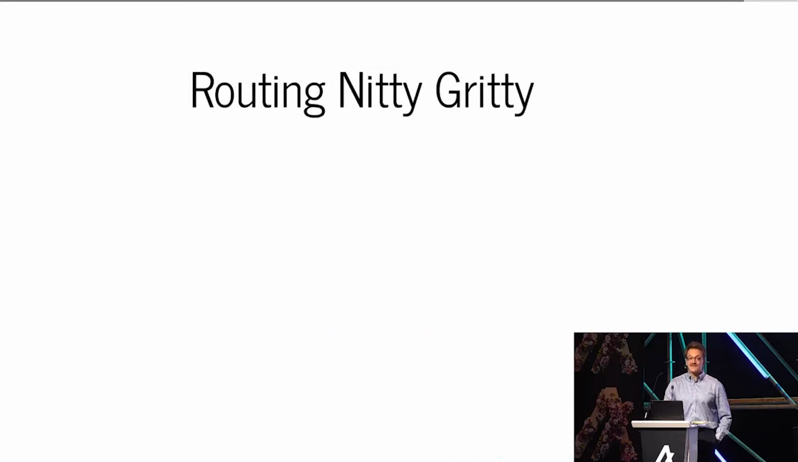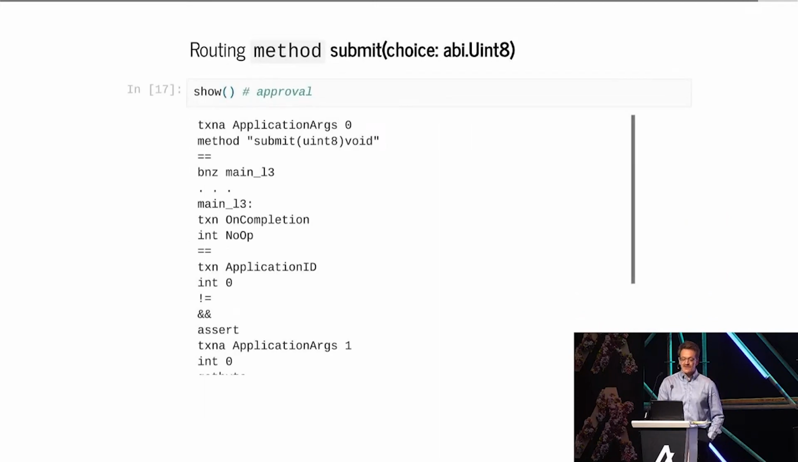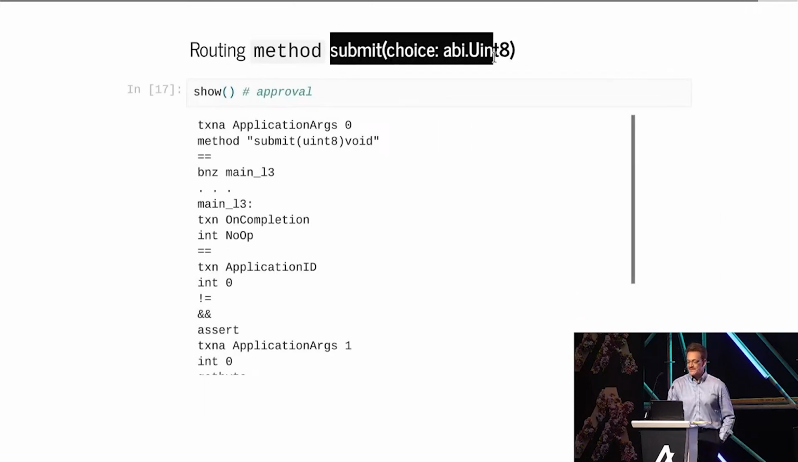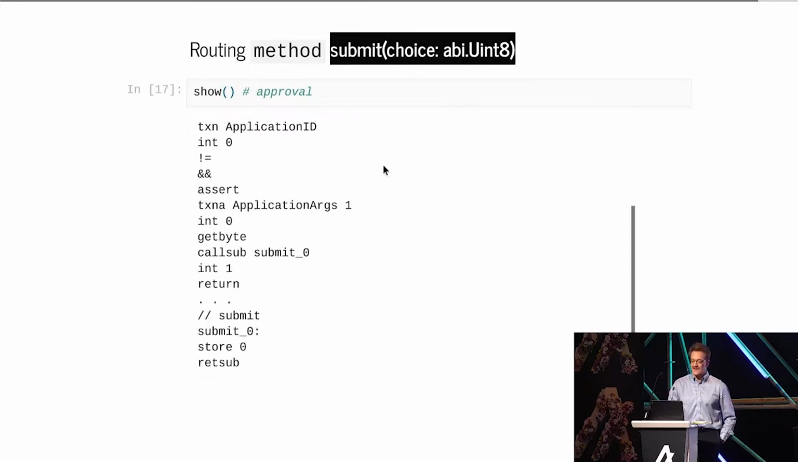What about the approval program? What does it look like? So let's actually look at the code that was generated from this, for this submit method. So this is the teal.